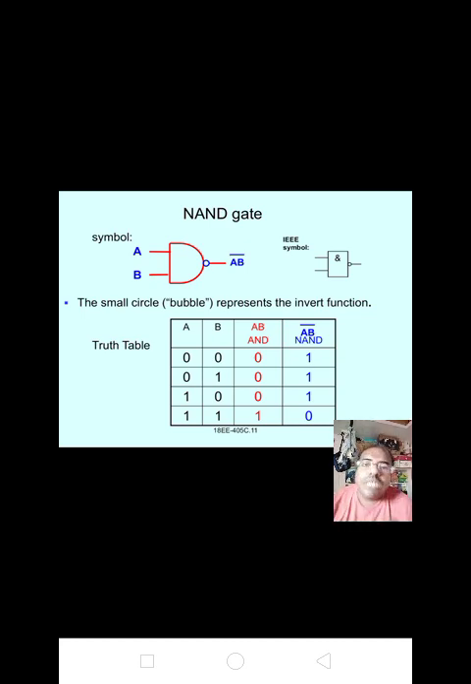Okay, that is the NAND gate representation. Please make a note in your notebook. It is most important; it can come in your examination for 1 mark or 3 marks. Please write it in your notebook.